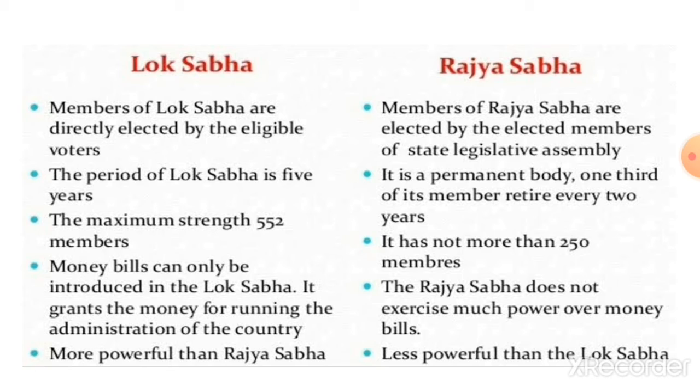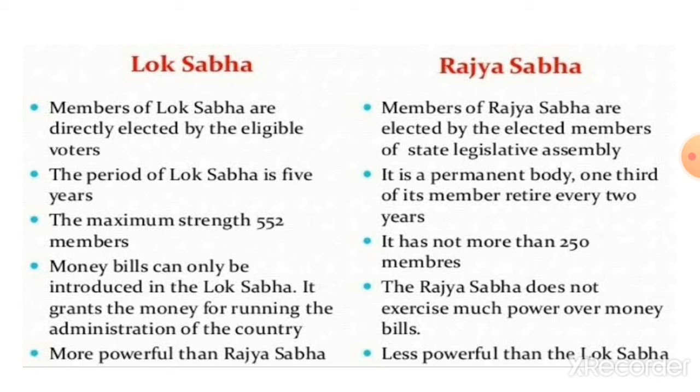The members of Rajya Sabha cannot exceed 250. It can be less than 250, but it cannot exceed 250. Here also, 12 members are nominated by the president. Now, who are these 12 members? They are from different fields like sports, film industry, music, or any art. So, they belong to different fields. Sachin Tendulkar is a member of parliament right now. Rekha is also a member of parliament.